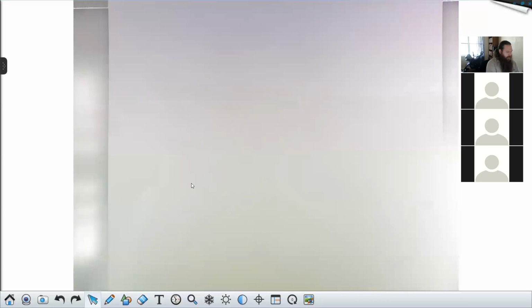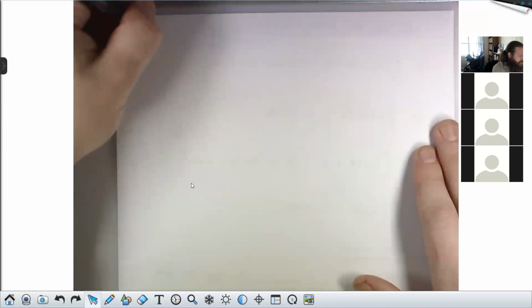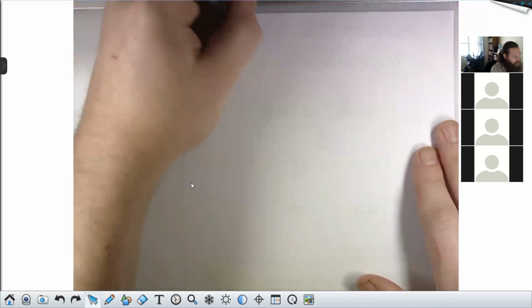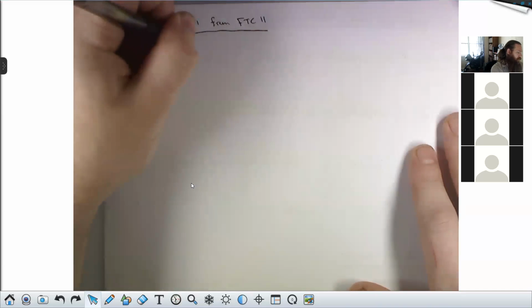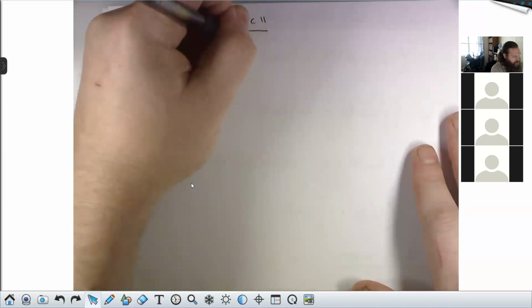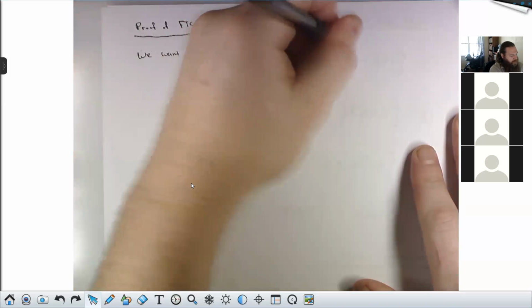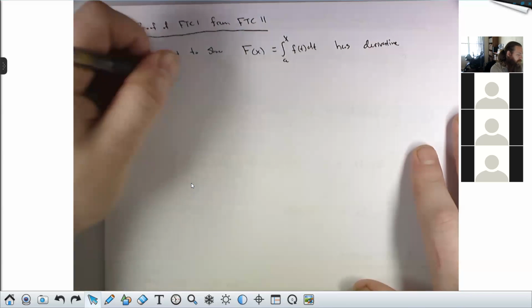What else? There are some symmetry things we can talk about, but I want to show you how the theorems interact. So let's prove FTC1 from FTC2. Remember what FTC1 says. We want to show that the function capital F of x equals the integral from a to x of little f of t dt has derivative capital F prime of x equals little f of x.